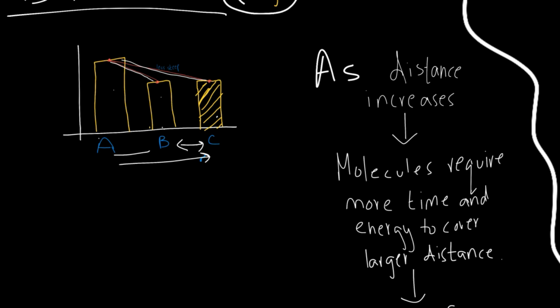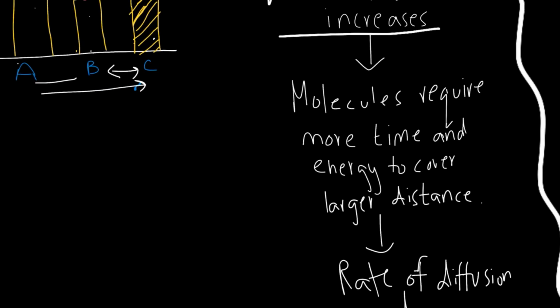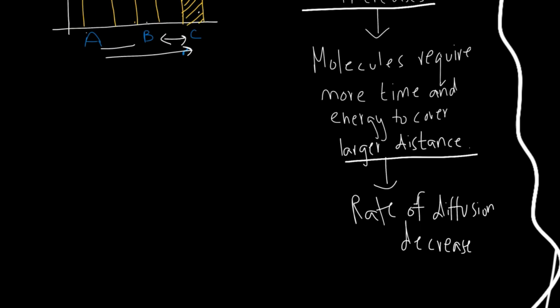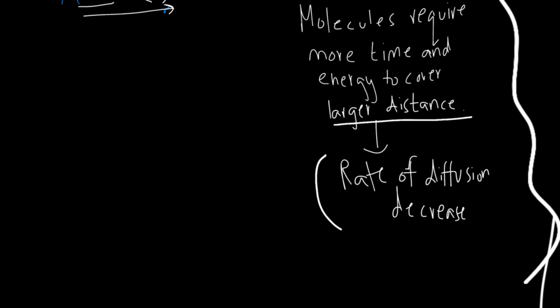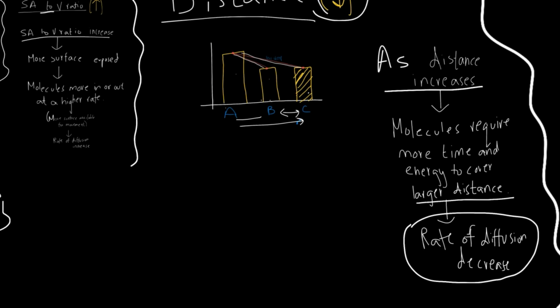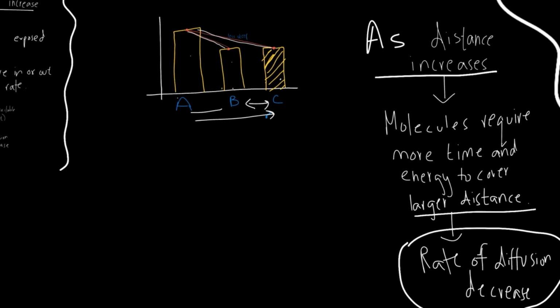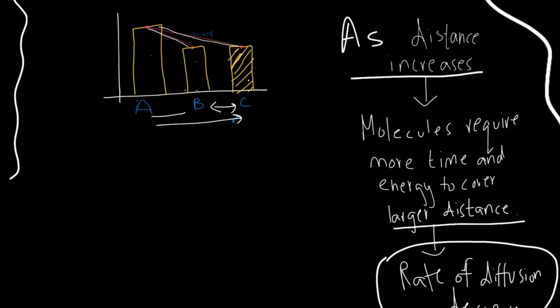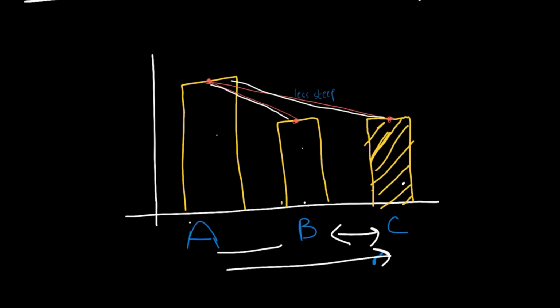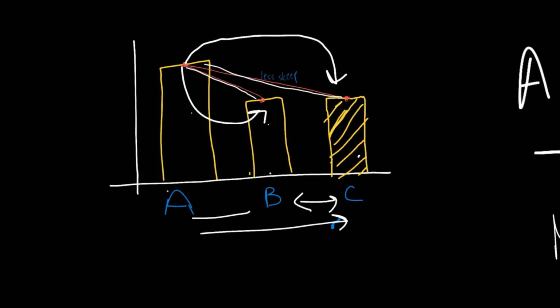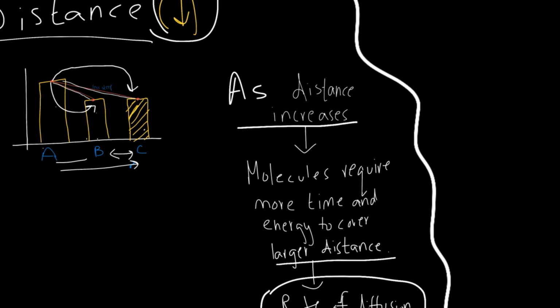As a result, as the distance increases, molecules require more time and more energy to cover large distances. As a result, the rate of diffusion decreases when the distance increases. And why does it happen? I'll repeat once again. Because molecules require more time and energy to cover large distances, right? It will require more energy and more time to diffuse from here to here than from here to here. So the lesser the distance, the more the rate of diffusion will be.